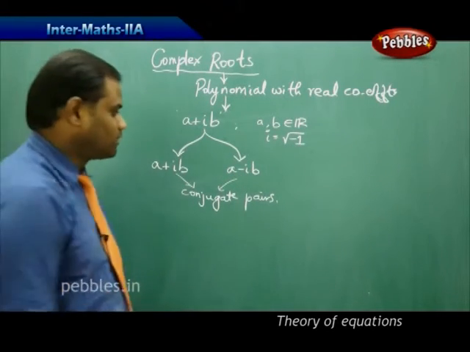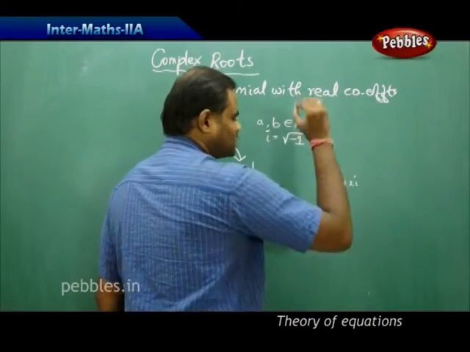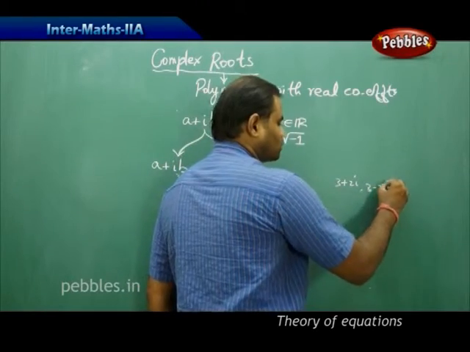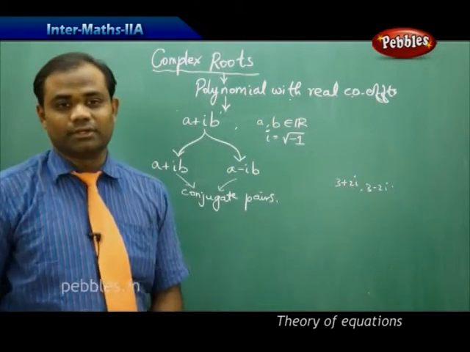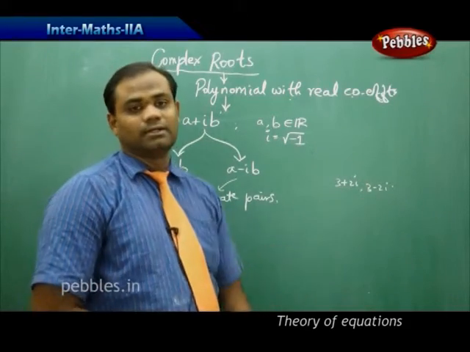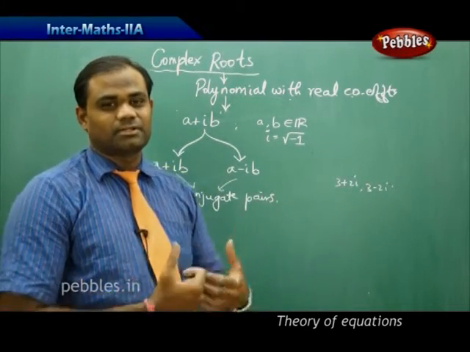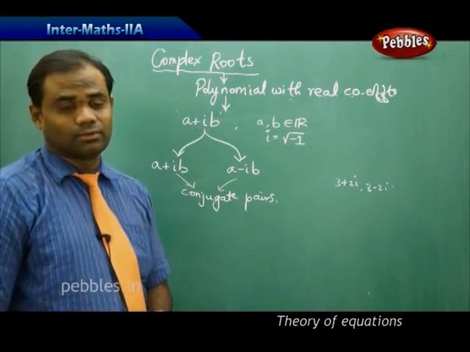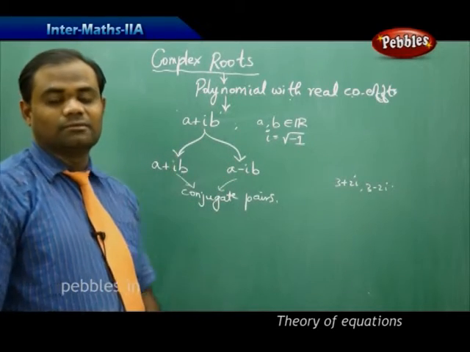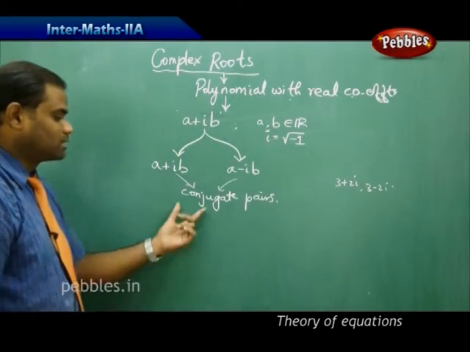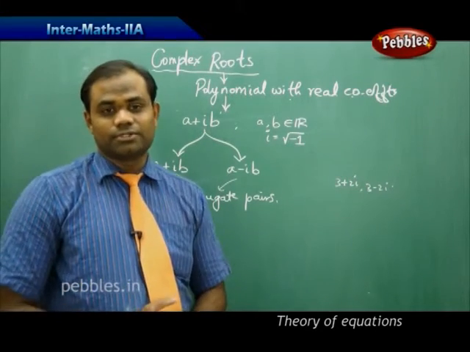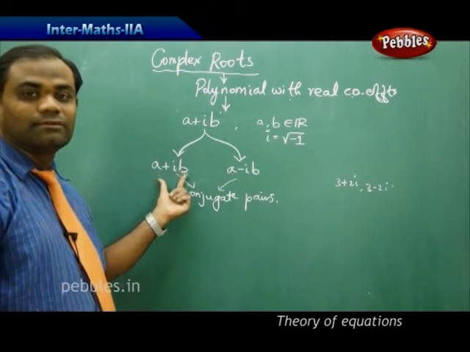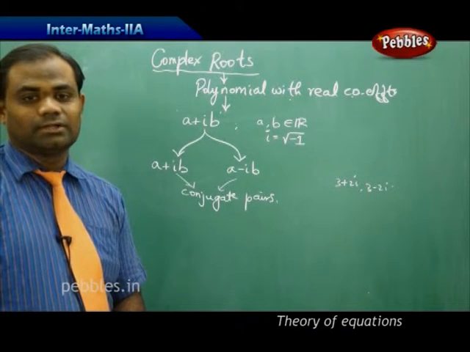If I get 3 plus 2i as one of the roots, then obviously the pair 3 minus 2i should also be a root for a polynomial equation with real coefficients. This is how I understand the relation between the conjugate pairs of complex numbers. For a plus ib, a minus ib will also be a root, or if it is a minus ib, a plus ib will also be a root. We call this the conjugate of this, and this the conjugate of this.